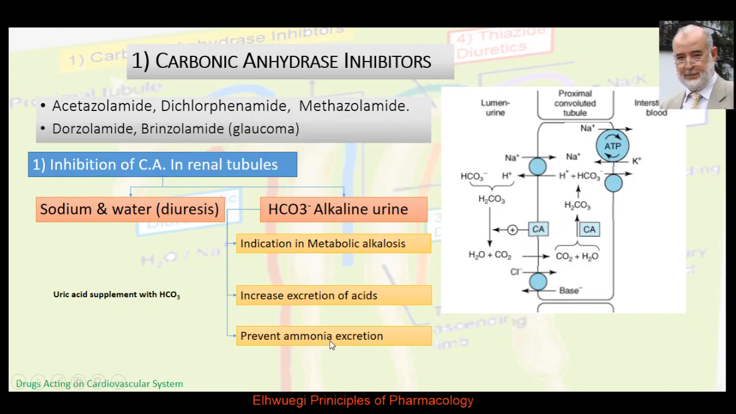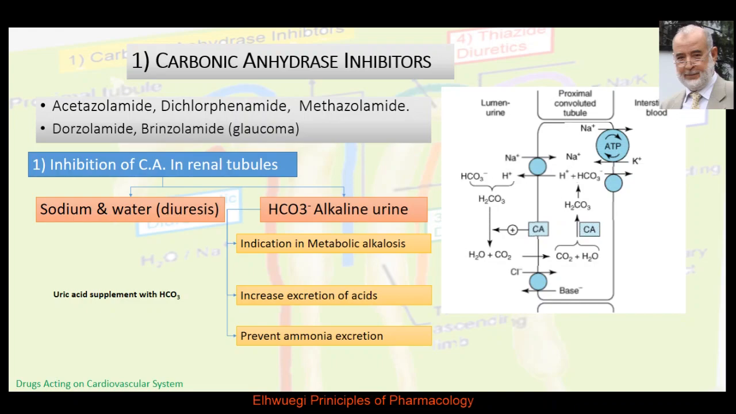Ammonia in the urine will be ionized as ammonium ions, and ammonium ions are polar, so they will be excreted in the urine. But if the urine is alkaline, ammonia will not be ionized into ammonium ions. It will become non-polar. Once it becomes non-polar, it can cross the biological membrane, and therefore it will be reabsorbed back into the general circulation. Reabsorption.